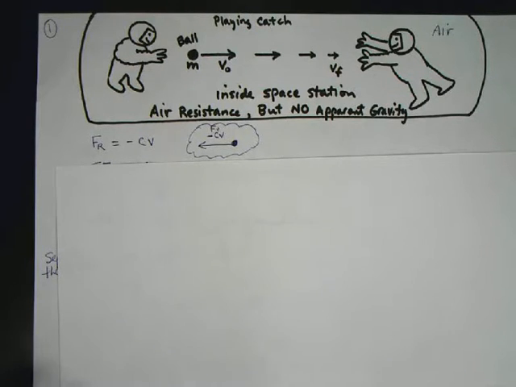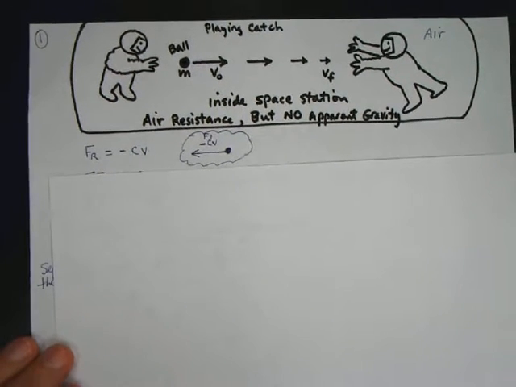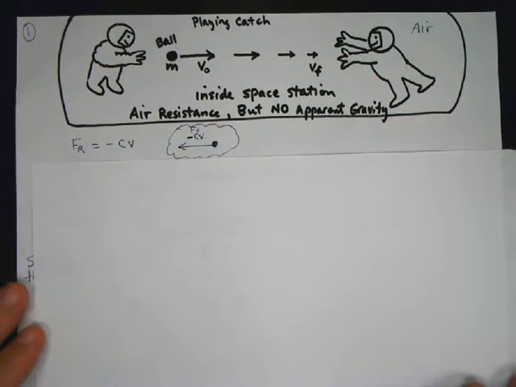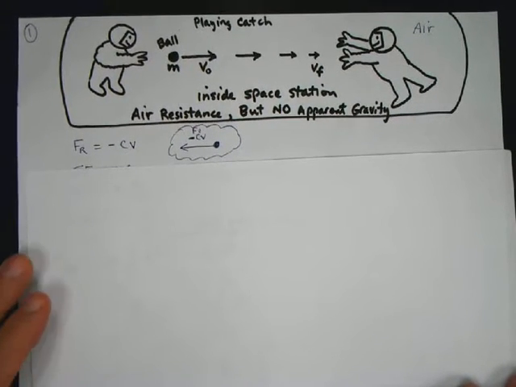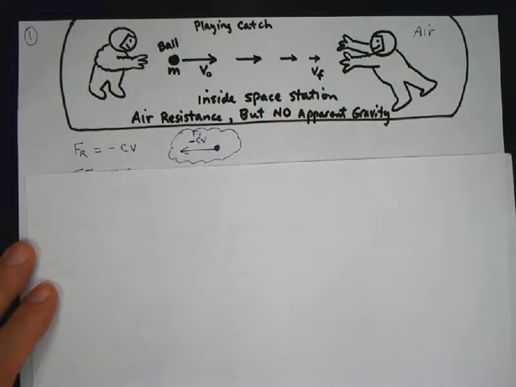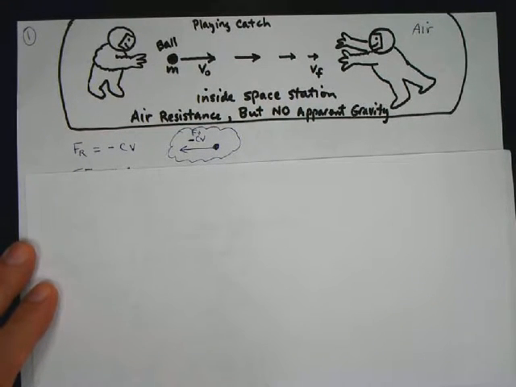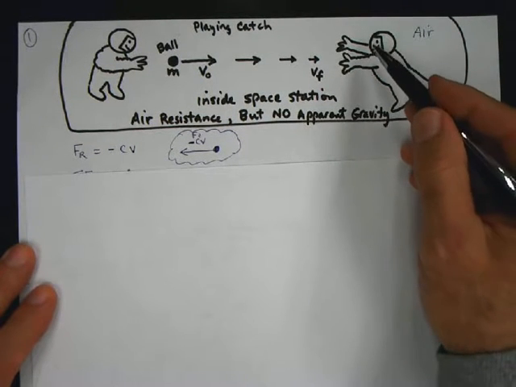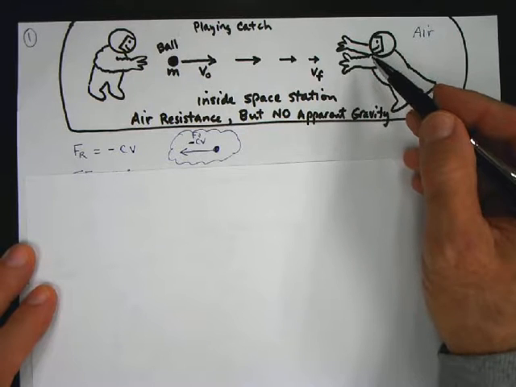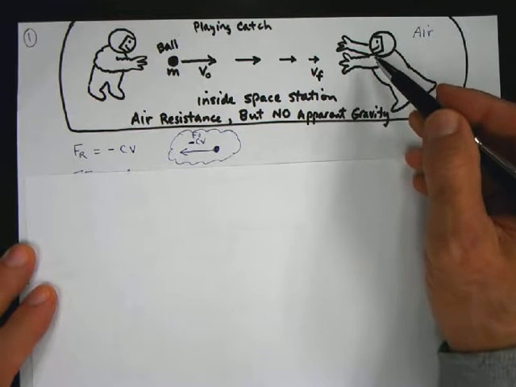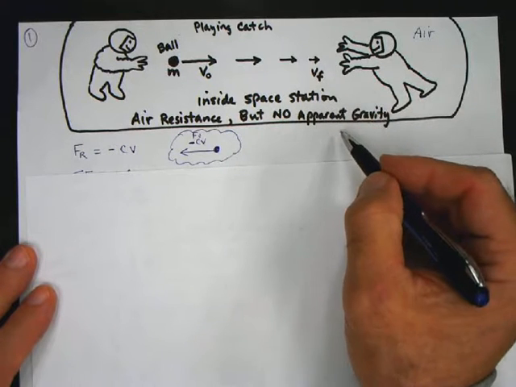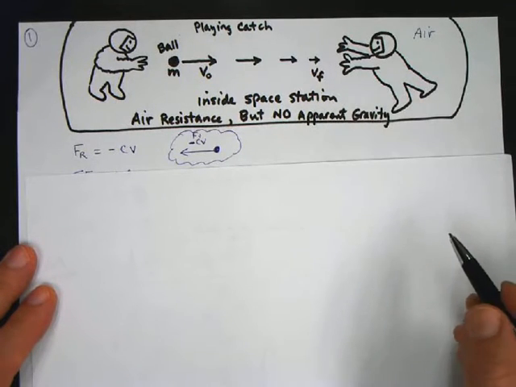This is part 2 of the mini lesson on resistive forces, and this time it's a mathematical approach. Let's take, for example, that we have 2 astronauts up in a space station, and they're breathing air. Don't let the helmets fool you. They're breathing the air in the space station. But there's no apparent gravity because the space station is in free fall.